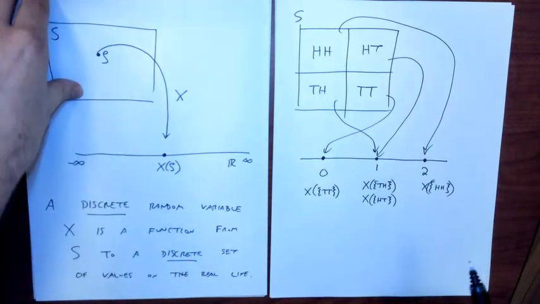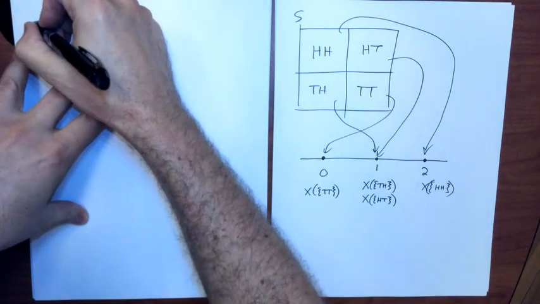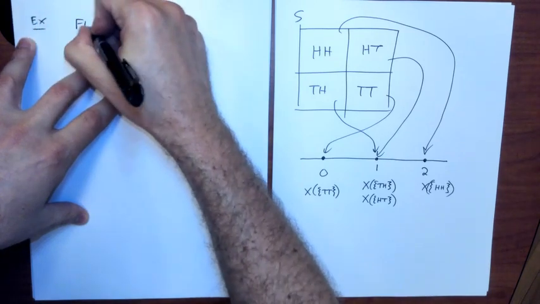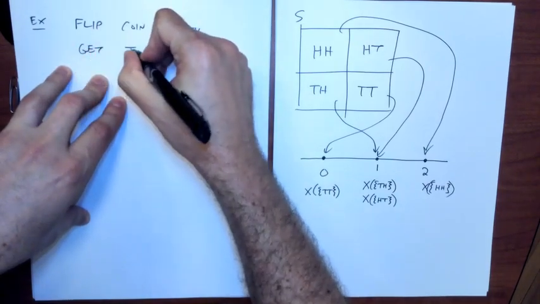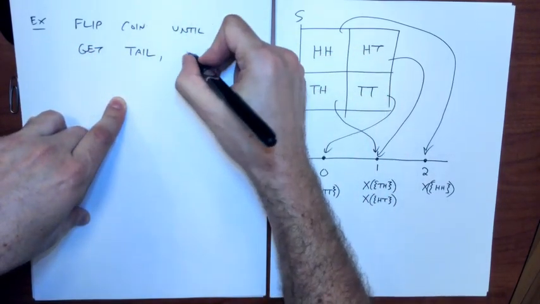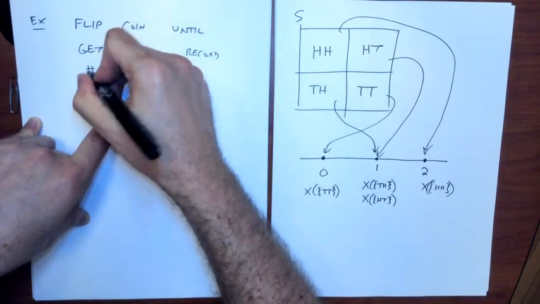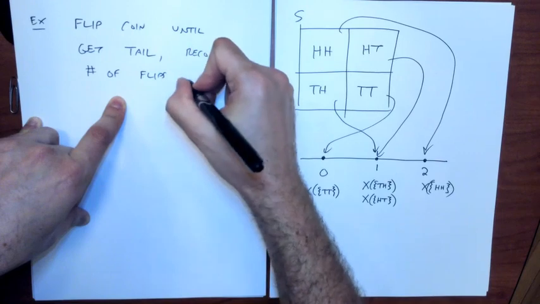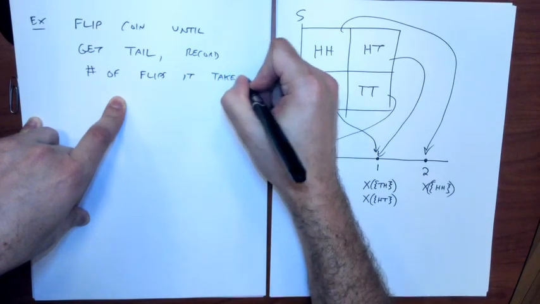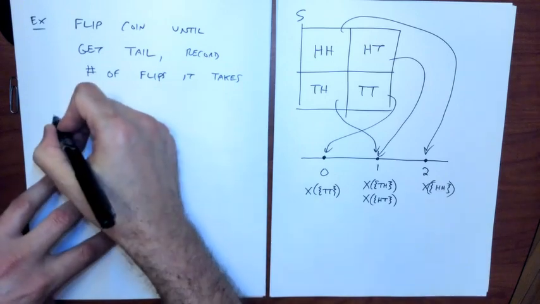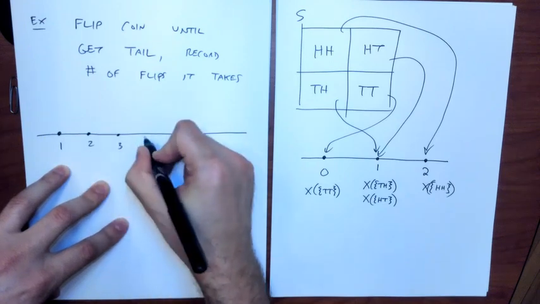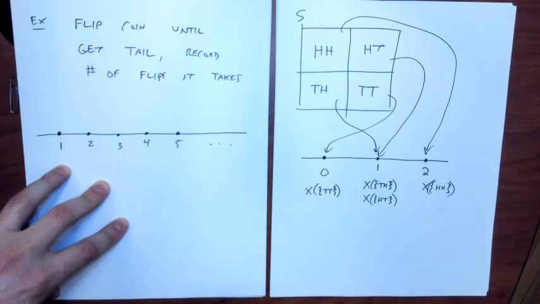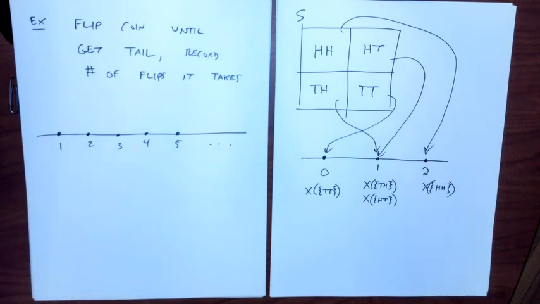So for example, I could say, flip a coin until I get tail, record the number of flips it takes. Right? So here, I have to flip the coin at least once. I could require 1 flip, 2 flips, 3 flips, 4 flips. So basically, I have an infinite number of flips it could take, but I can start enumerating these possibilities, right?